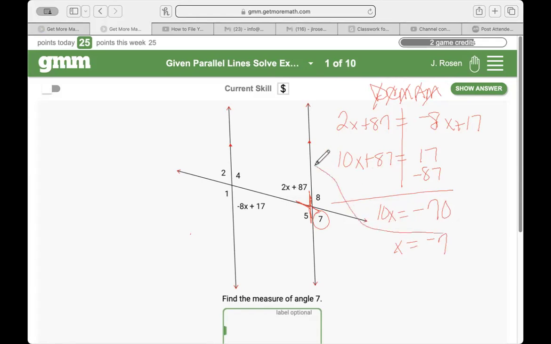We're going to take that -7 and substitute it in right there because these two are vertical angles, which tells me they're going to be equal to each other. So 2 times -7 plus 87. Well, 2 times -7 is -14. And throw that in the calculator. Negative 14 plus 87 gets us 73. So that means both of these are going to be 73 because they're vertical angles.